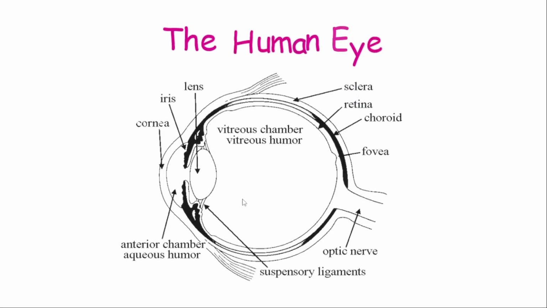What is also important is the human eye, to pay attention to that, different parts as well. You need to know the different structures of the human eye, the choroid, the retina, the sclera, the functions of those parts. The fovea, which is also called the yellow spot, where you get the most vision.